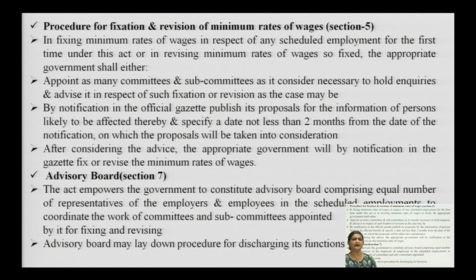After considering the advice, the appropriate government will, by notification in the gazette, fix or revise the minimum rates of wages. For 2 months they will invite proposals from the people who are affected by the revision or fixation of the rates. They will give their proposals to the appropriate government, which will advise, and after considering the advice, the appropriate government will notify in the official gazette and fix and revise the minimum rates of wages, as the case may be. Now, next is the advisory board, that is section 7.